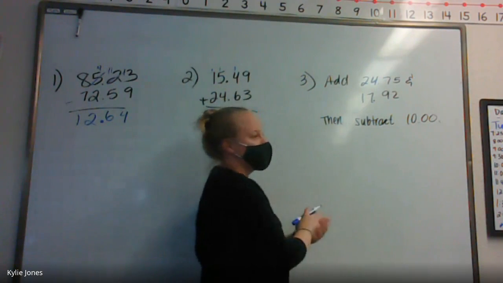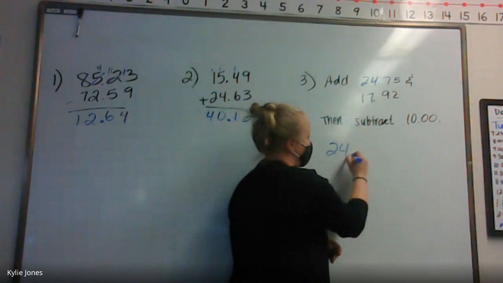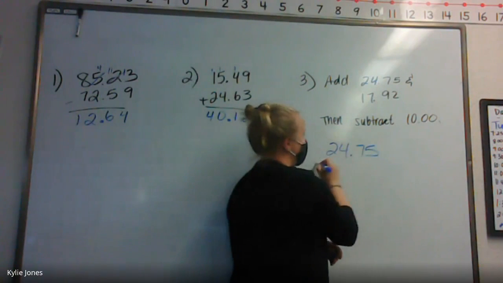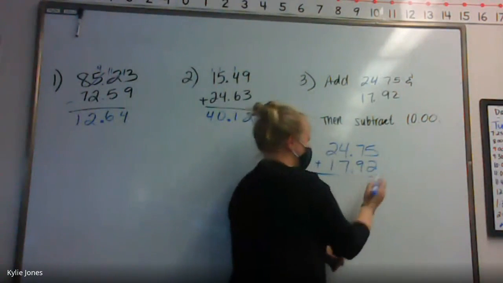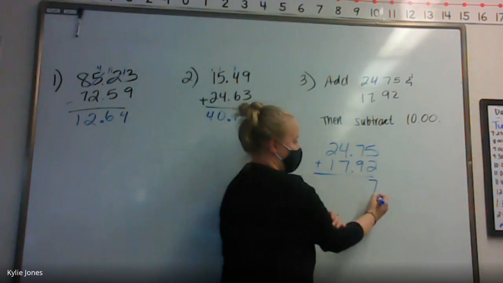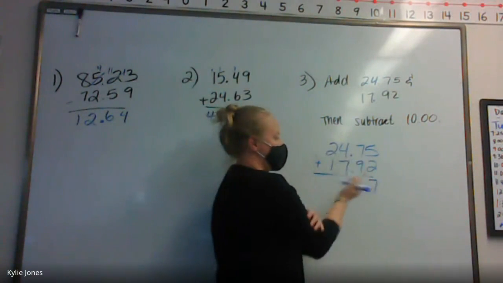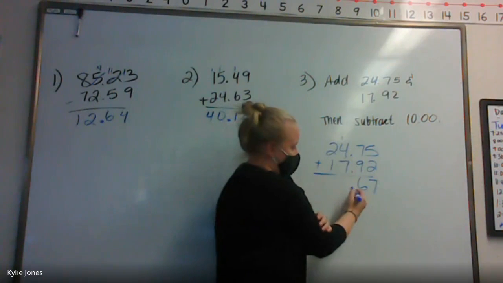What do I have to do with these to add? Well, yes, but before I can just add, what do I have to do? Line the decimals up. Yeah, line them up. 24.75 plus 17.92. Then we can add. 2 plus 5? 7. 7 plus 9? 16. Carry 1. Always drop down your decimal.